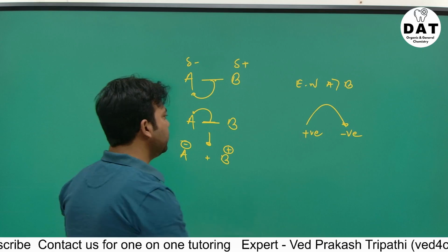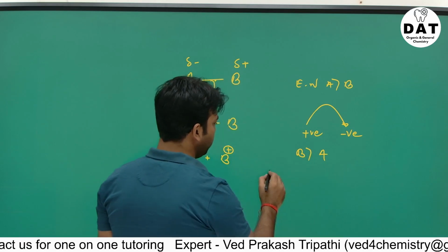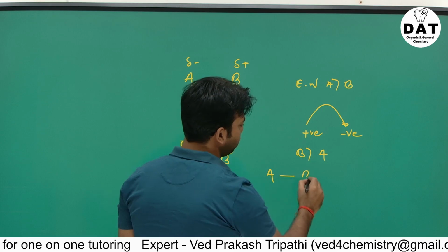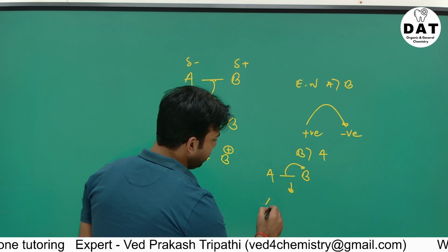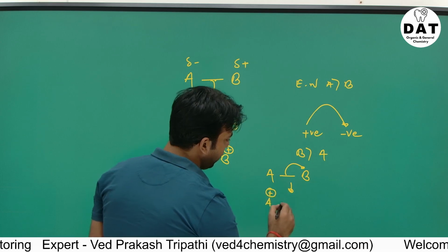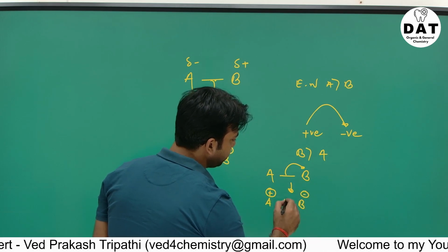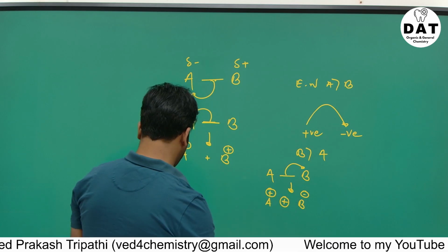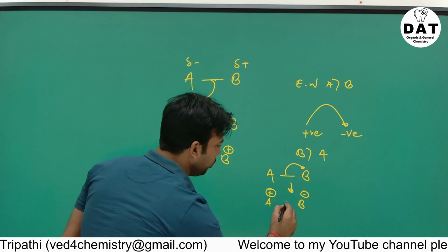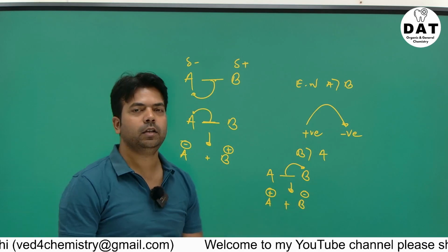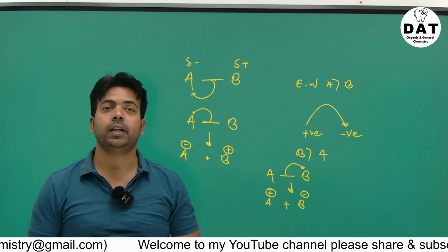Suppose I am saying B is more electronegative than A, then we can break like this, and as a result of it, A is positive and B is negative. Makes sense? Plus means both will form, A positive and B negative. So this is breaking due to the presence of electronegativity.